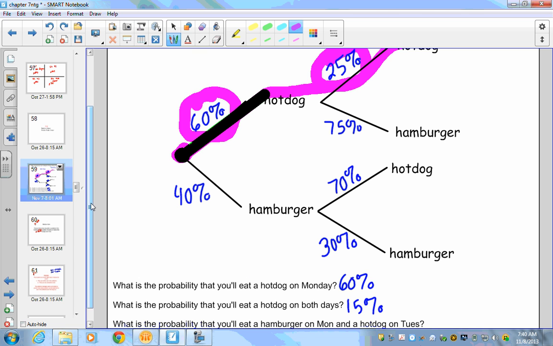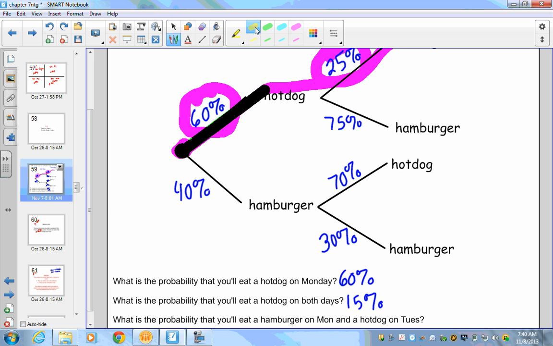Okay, now last example before we move on from this. What is the probability that you eat a hamburger on Monday and then a hot dog on Tuesday? Well, if you're sitting right here, I'm going to use yellow highlighter here, a hamburger on Monday and then a hot dog on Tuesday. Well, that deals with the 40% and 70%. So that is 40% times 70%, which I believe is 28%. So there's a 28% chance that you'll eat a hamburger on Monday and then a hot dog on Tuesday. Okay, hopefully you got that. So let me clear out the chart so we can start something new.